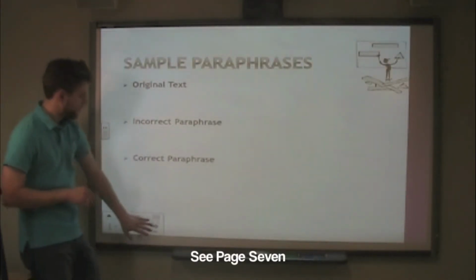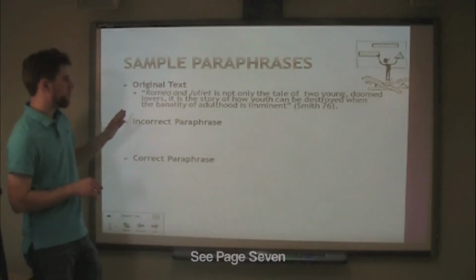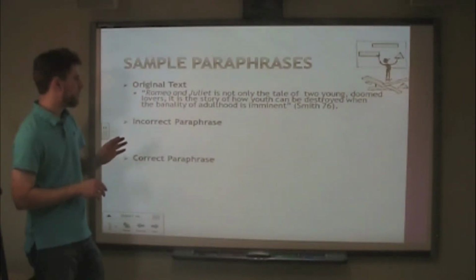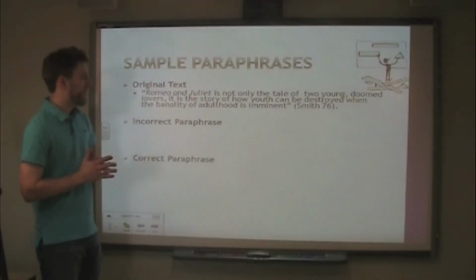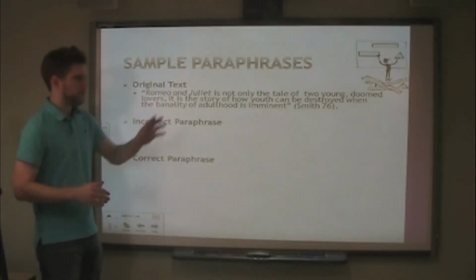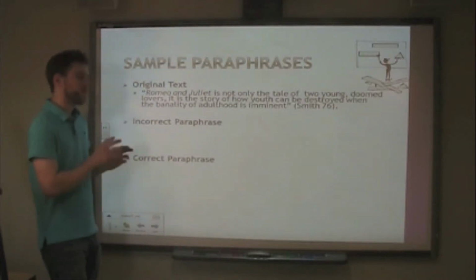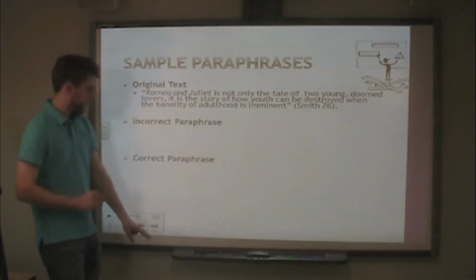This is your original text. Romeo and Juliet is not only the tale of two young, doomed lovers, it is the story of how youth can be destroyed when the banality of adulthood is imminent. Citation. So here is an example of an incorrect paraphrase.